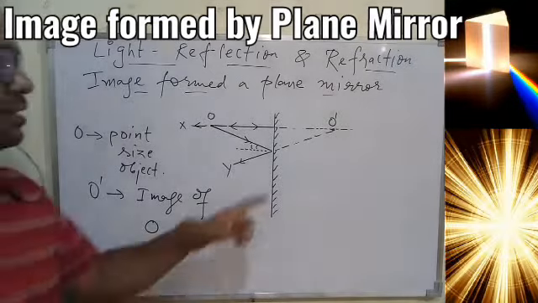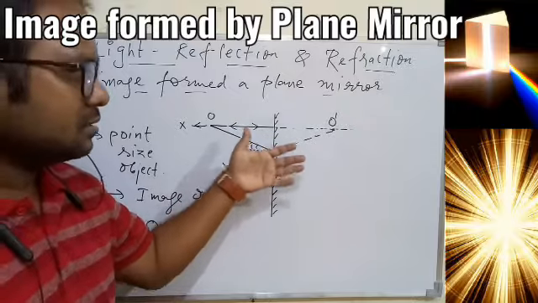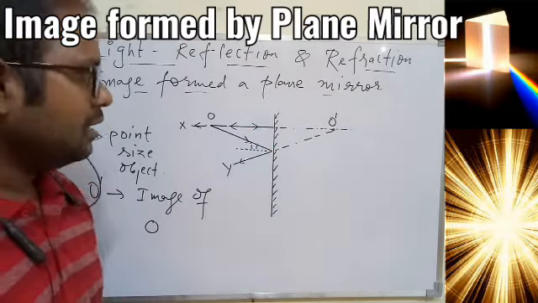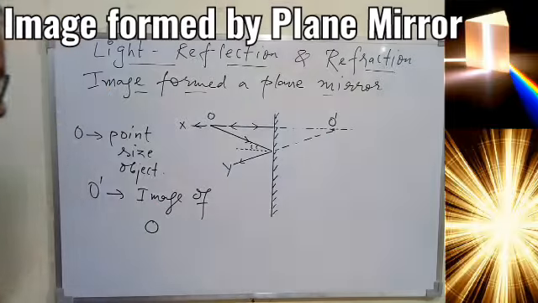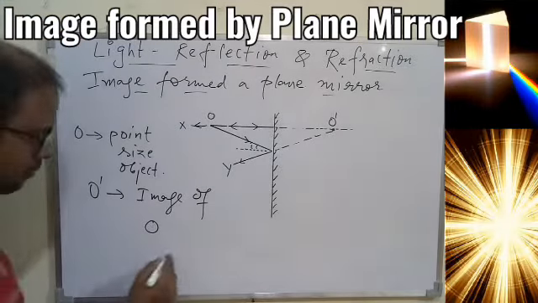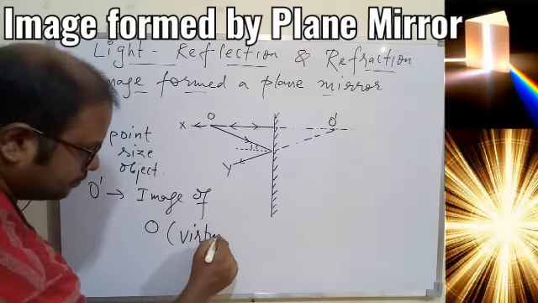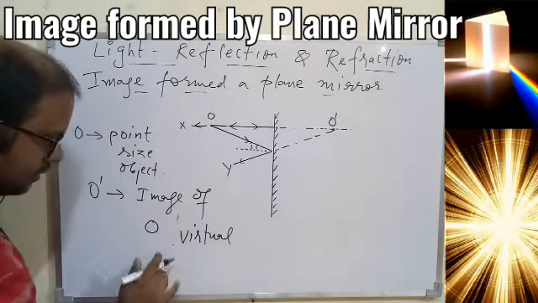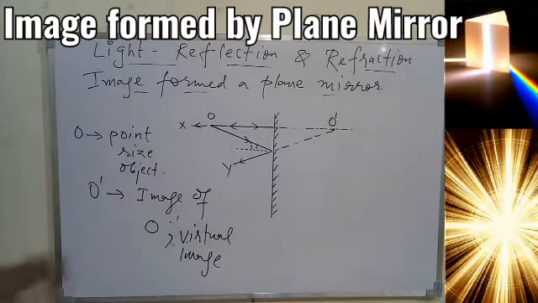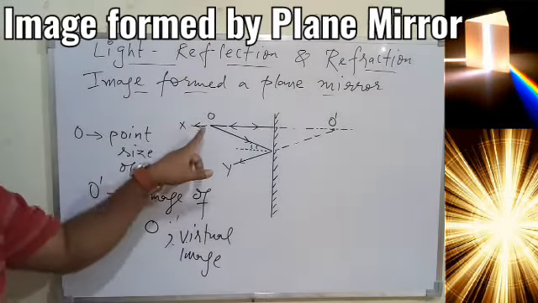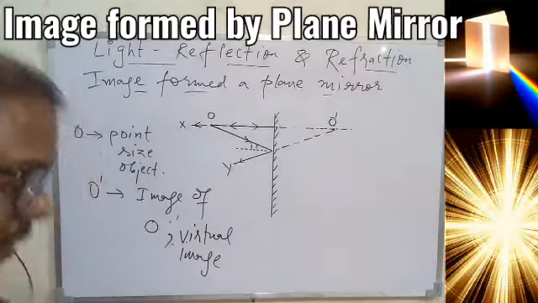But the thing is, since the rays are not real, because the rays are nothing but imagination we have done, that is behind the mirror, so in that case the image so formed will be a virtual image. So this O prime is image of O, which is nothing but virtual image. So O prime is the virtual image of point size object O. I hope you understood this much. I am repeating again.